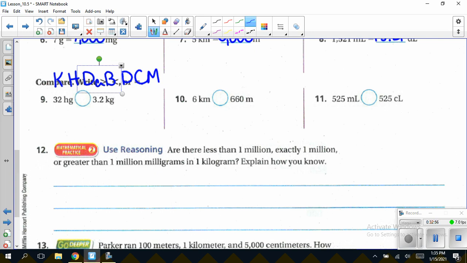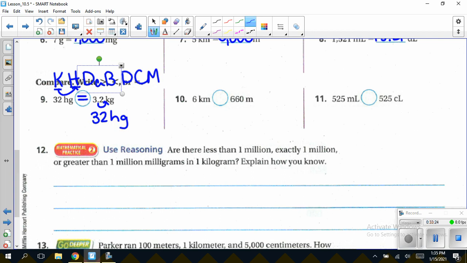Now, remember I did say that I'm going to this time convert the 3 2/10 kilograms into hectograms. So I'm starting at the kilograms and I want to finish at the hectograms. So that was one swoop to the right. So from my decimal, one swoop to the right does give me 32 hectograms. And when I compare those, I do see that they are equal to each other.